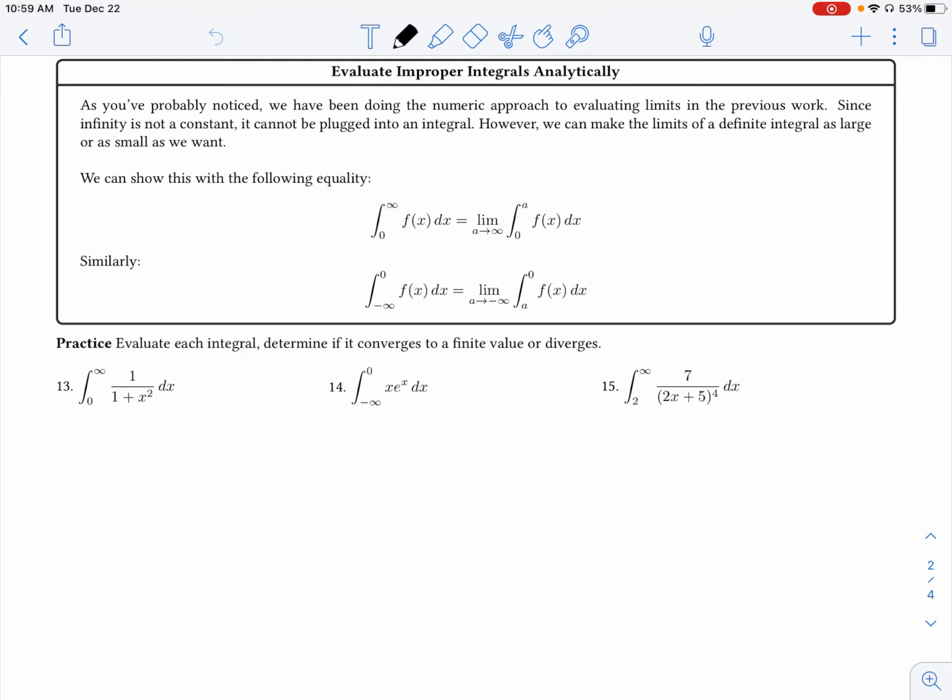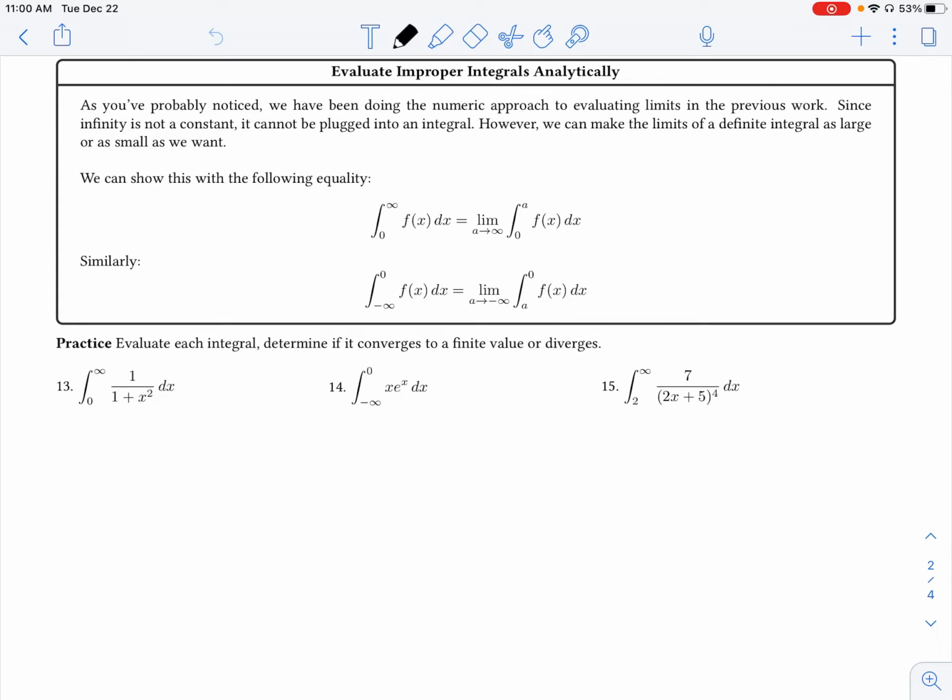So instead, we have to ask ourselves, is there a way that we can observe what's happening to an integral and then see the behavior of the function as the bounds increase? And we do, we have limits. So all it really is a matter of rewriting our improper integral as the limit of this integral.